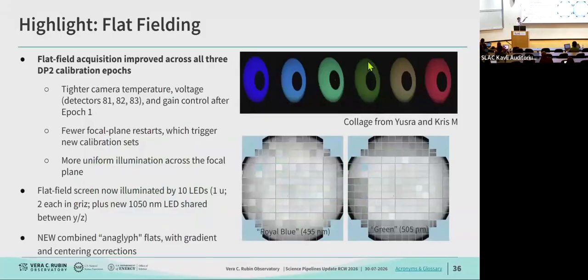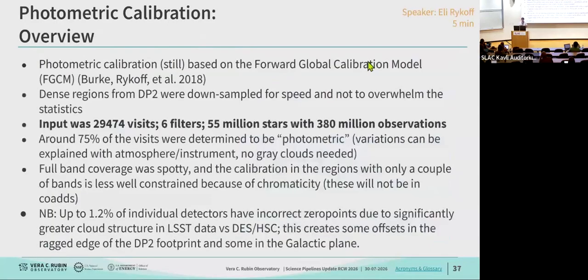Secondly, also is this flat fielding thing I mentioned. So here are some pictures of the calibration screen in the dome. The flat field algorithm pipeline was improved based on better camera temperature control and improved stabilization of the position of the calibration screen and the telescope. We also have now new LEDs, which allows us to extend all the way to the reddest part of the band. So thank you. With that, I'll pass it on to Eli.